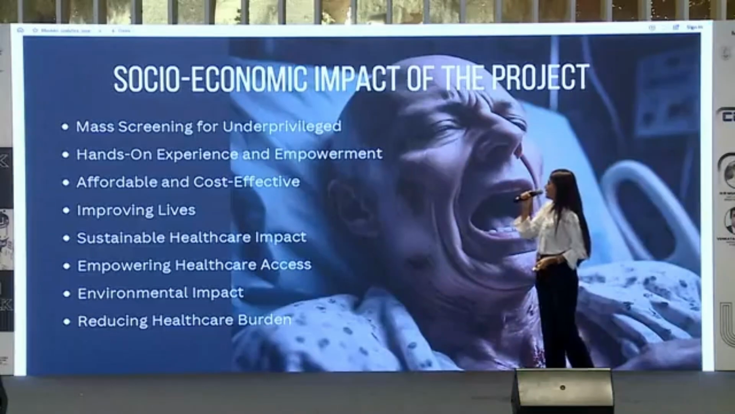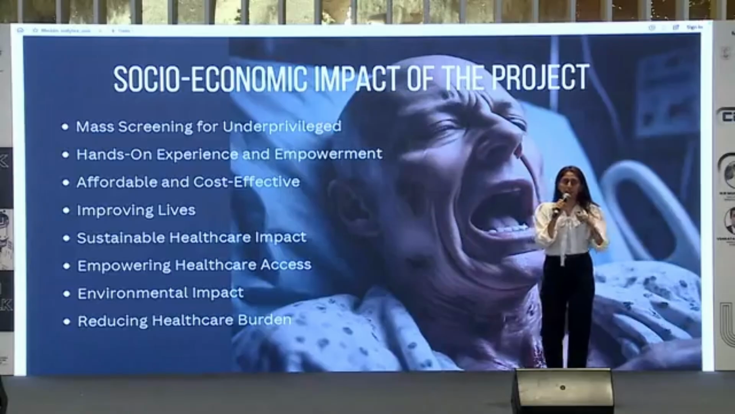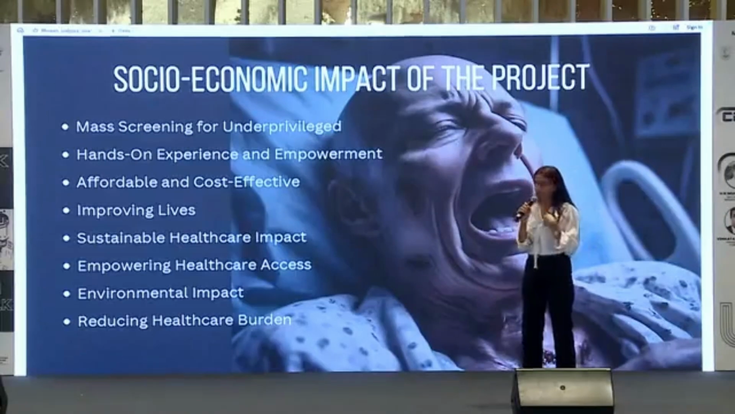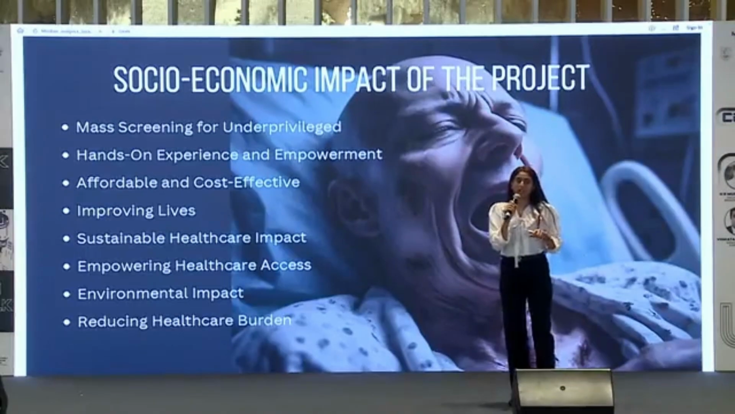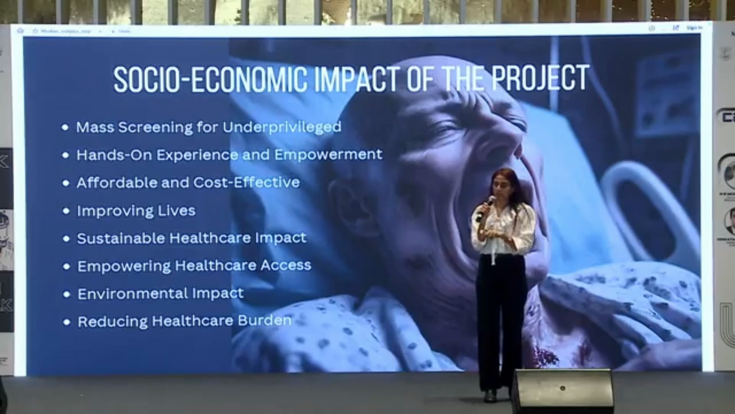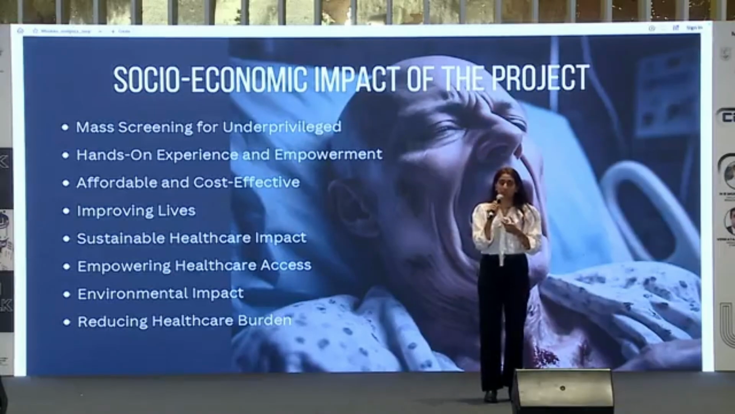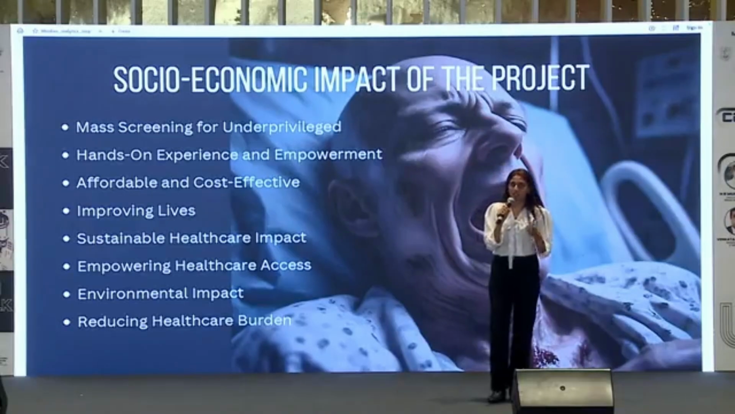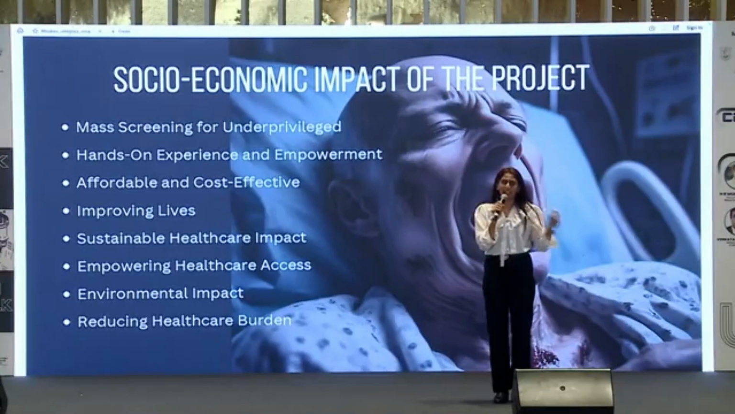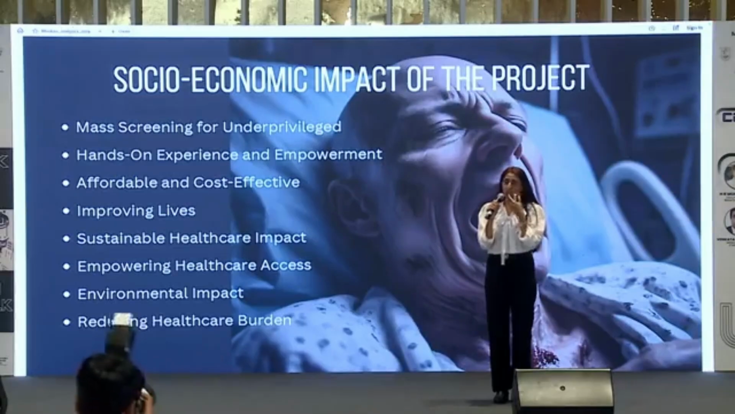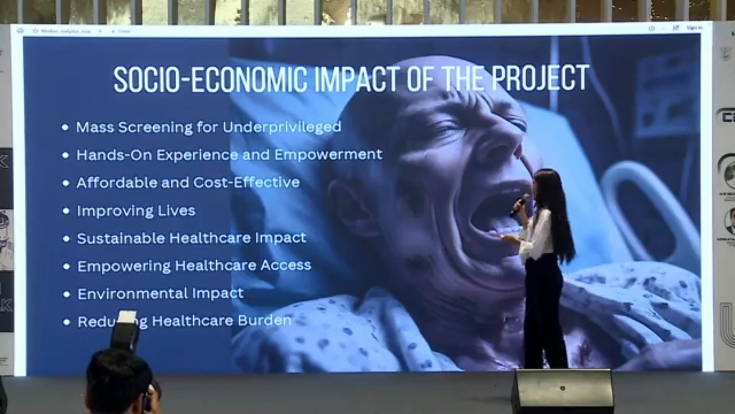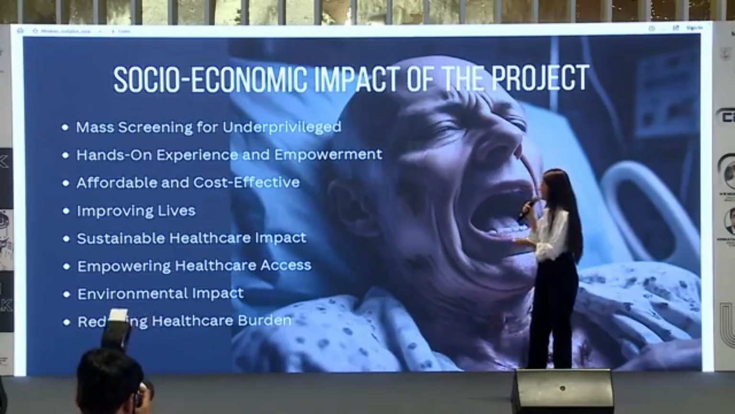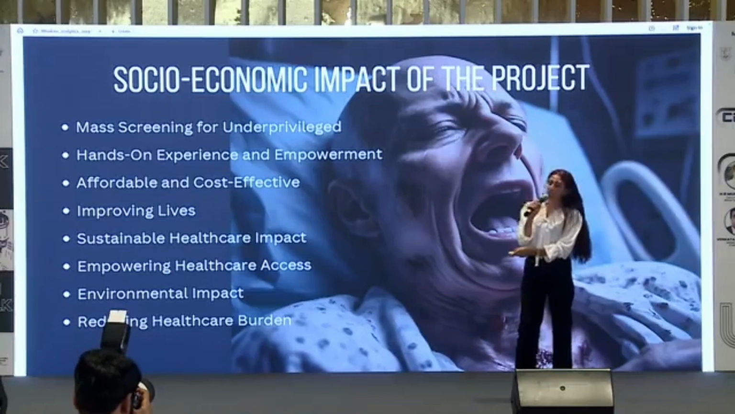Then, socio-economic impact: how will we reach the underprivileged? As I said, we will make use of mass screening. This will be our main motto. Like, we will set up camps. We will provide our project or the prototype to the places where they have no technology at all. We will set up camps so that anybody can come, have their mouth analyzed and say whether they have cancer or not. Next, hands-on experience, improving lives, empowering healthcare, and reducing healthcare burden.